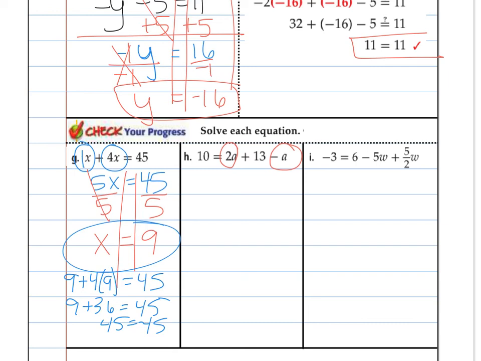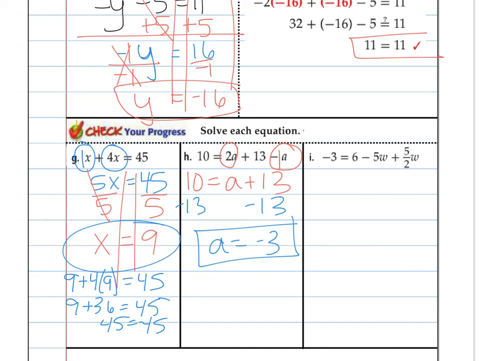Combine like terms. Not everything, just the ones that are alike. 10 equals 2 plus a negative 1 is just 1a. Take 13 away. A is equal to a negative 3.